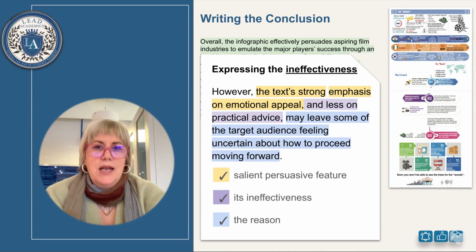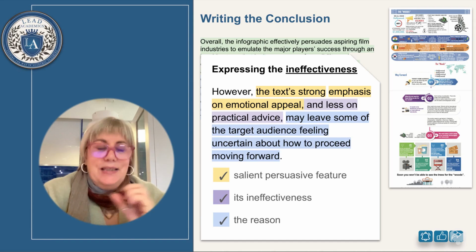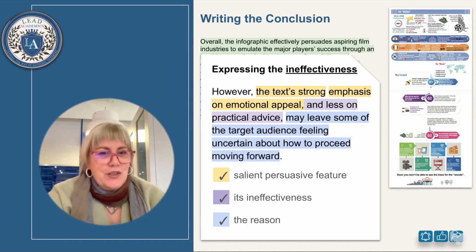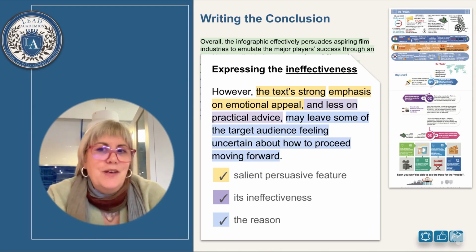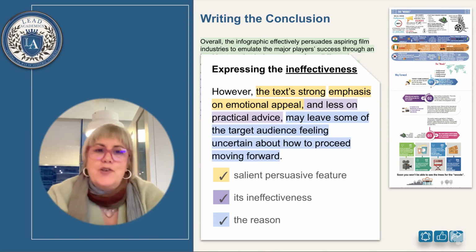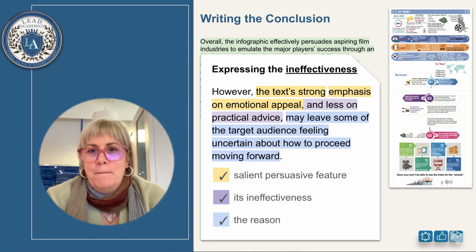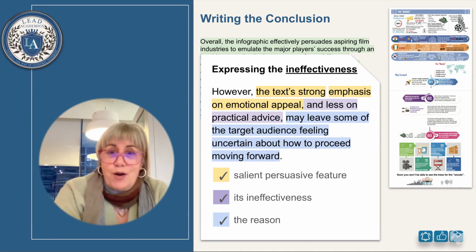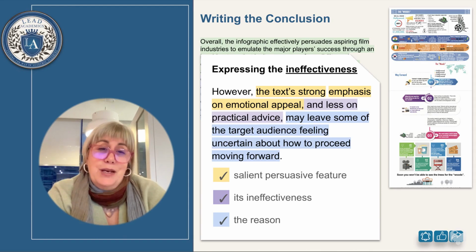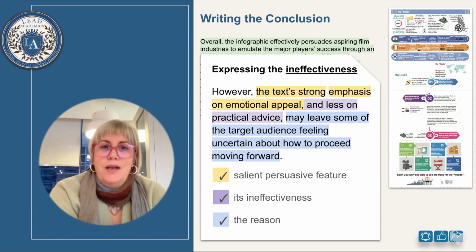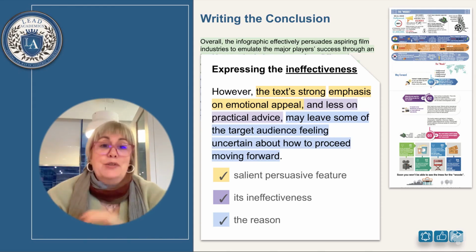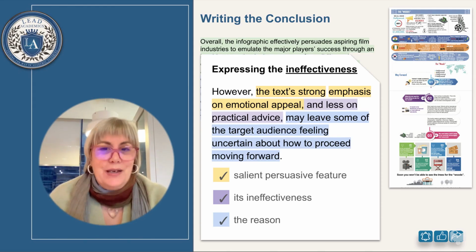This infographic is heavy on the emotional appeal. And when we see that, the first thing we want to think of is, well, how much logic, how much rationality was put into the argument? And we see that less practical advice. So this leaves some of the target audience feeling uncertain about how to proceed moving forward. Some of the target audience are looking for actual actionable steps on how to proceed.